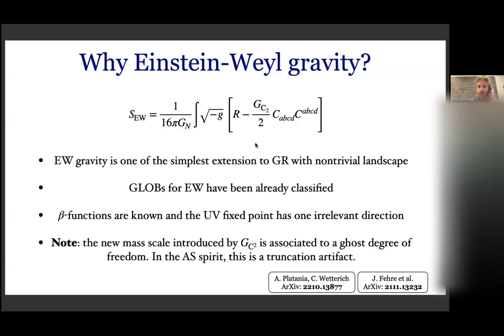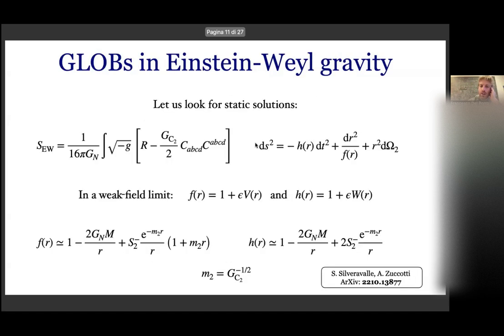But this is just to mention. What I wanted to tell you is what the shapes of these globs in Einstein-Weyl gravity are. Specifically, we will look for spherically symmetric solutions. This is the action that we consider. And in this work by Samuele Silveravalle and Alessandro Zuccotti, they basically solved the equations of motion for a spherically symmetric metric and classified all the possible solutions.